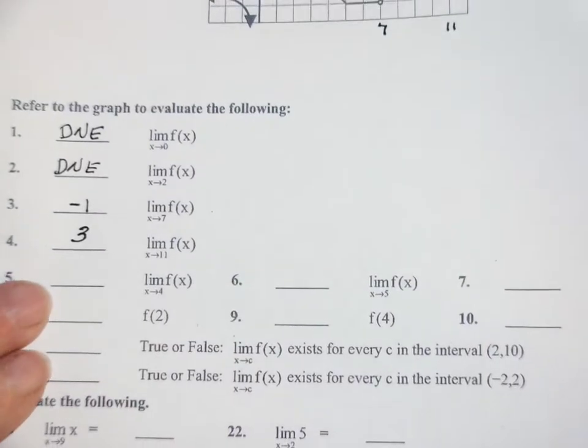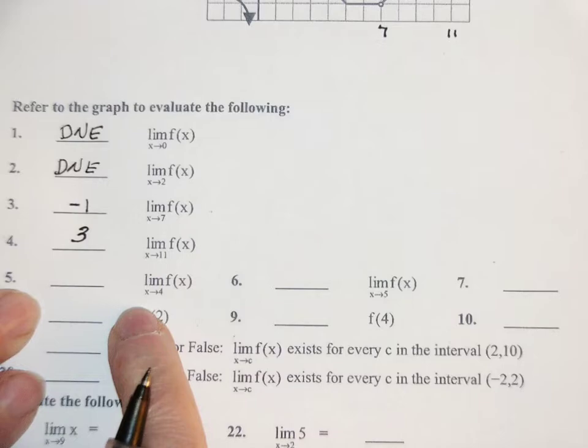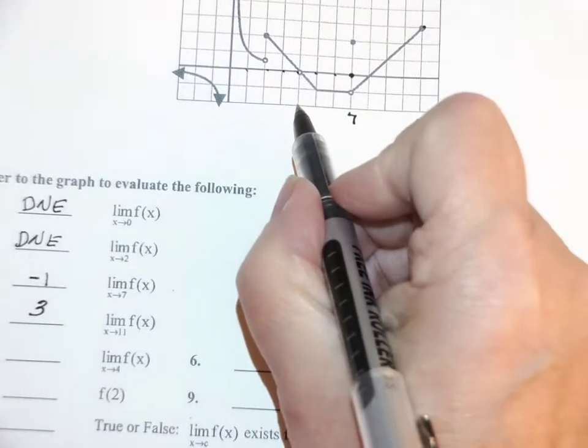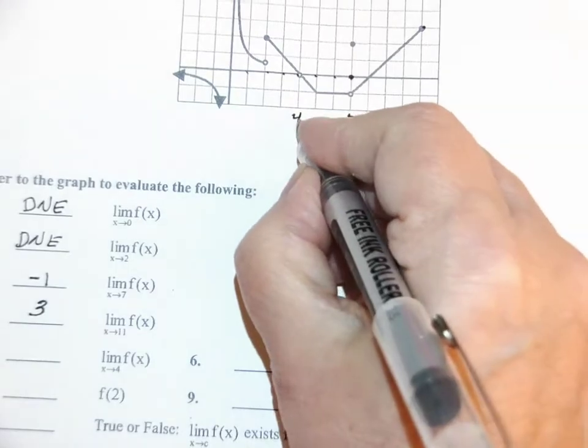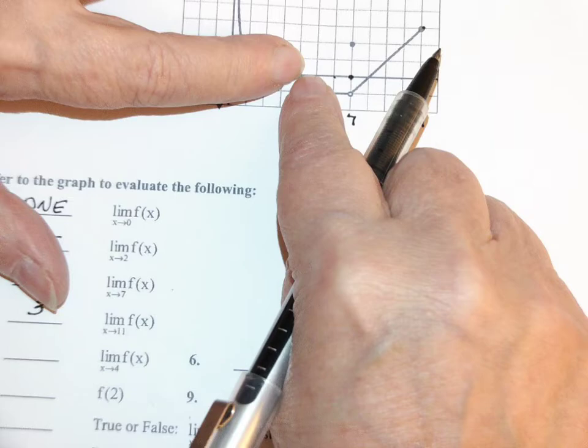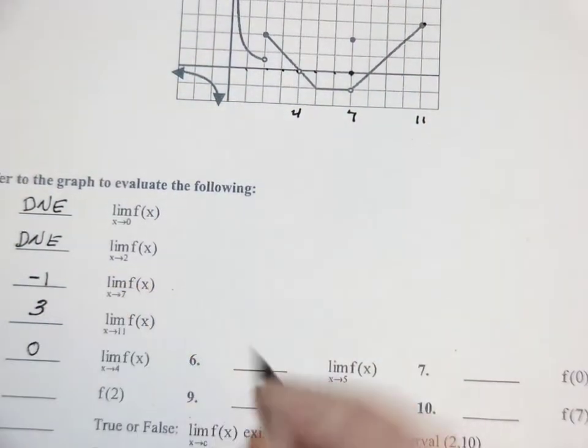Oh, I need to change that number. The limit as x approaches 4. So 4. This is 4. So again, it looks like my fingers meet, and it is 0.